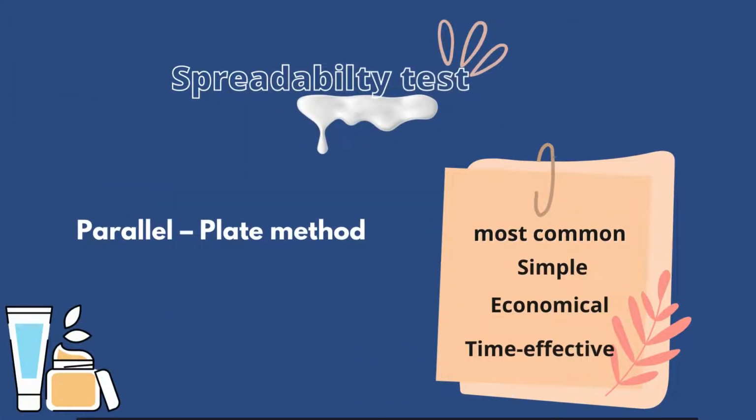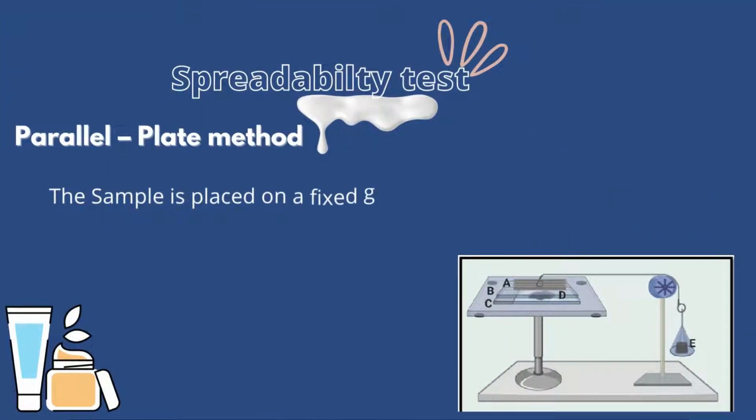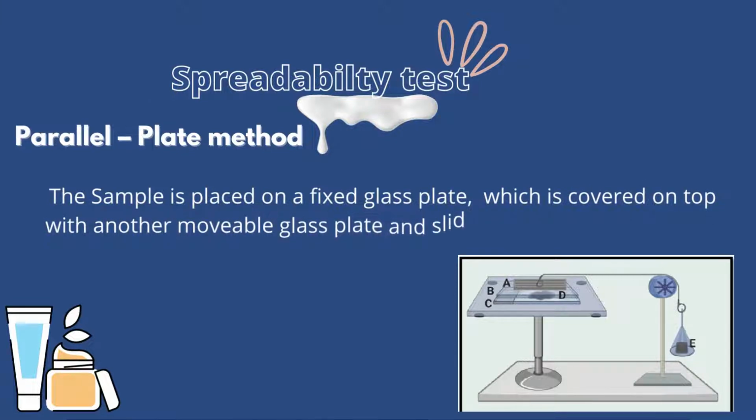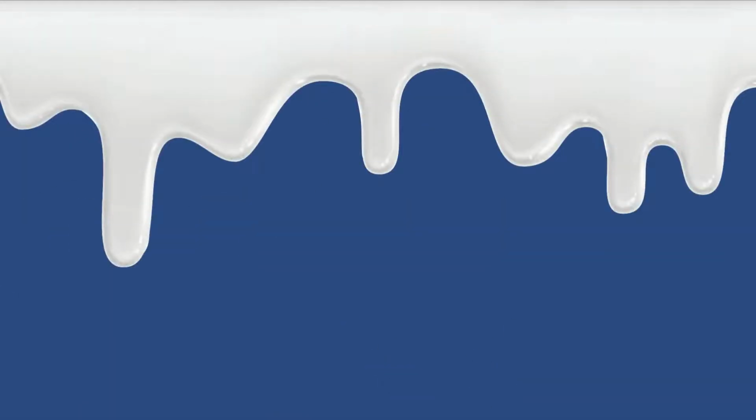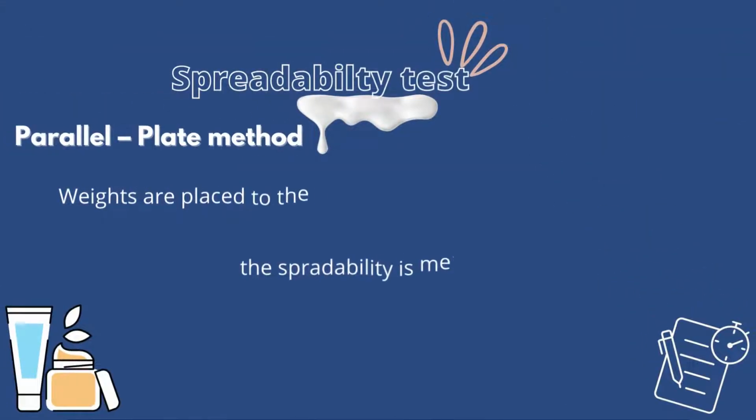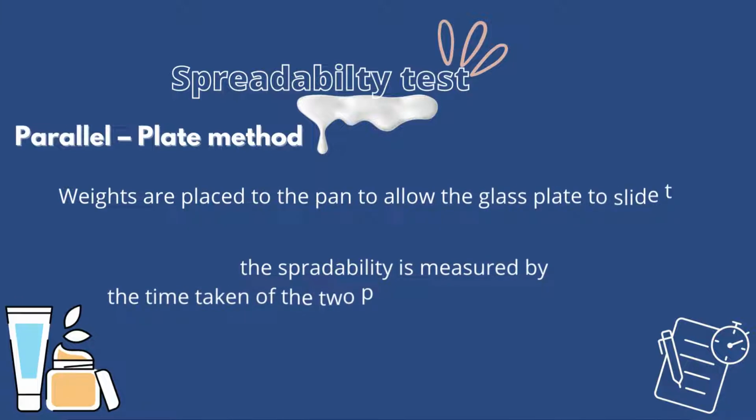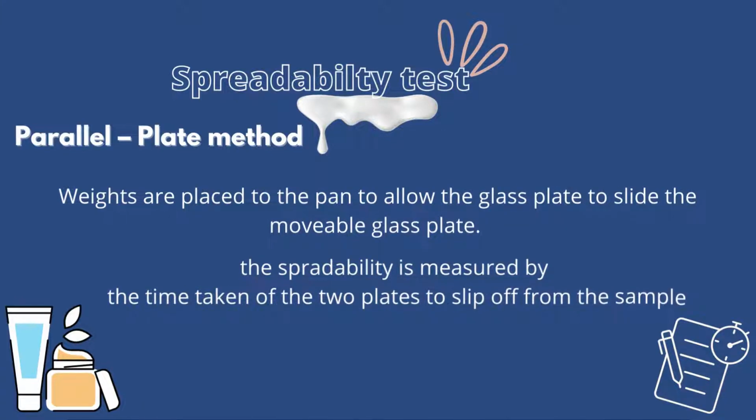Parallel plate method is the most common method, simple, economical, and time effective. As shown in the figure, the test sample of certain mass is placed on a fixed glass plate, which is covered on the top with another movable glass plate that slides by means of a pulley. Weights are placed on the pan to allow the movable glass plate to slide. The spreadability is measured by the time taken for the two plates to slip off from the sample.